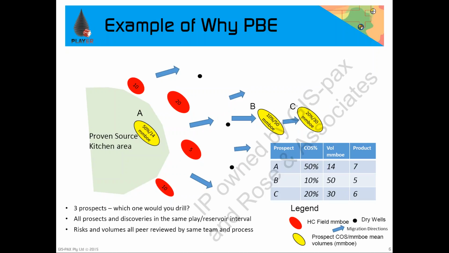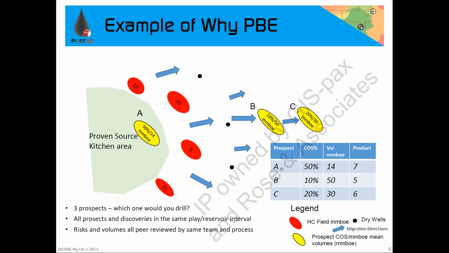Then there's three black dots. These are the dry wells. And then over here we've got prospect B and prospect C. And the question is, which one would you drill? How would you evaluate it?